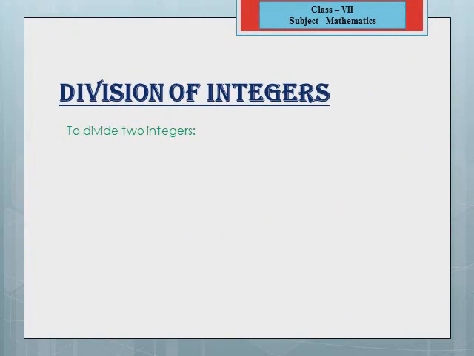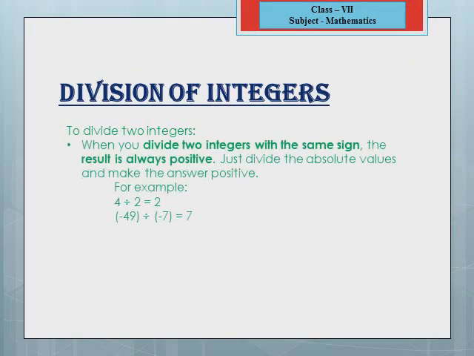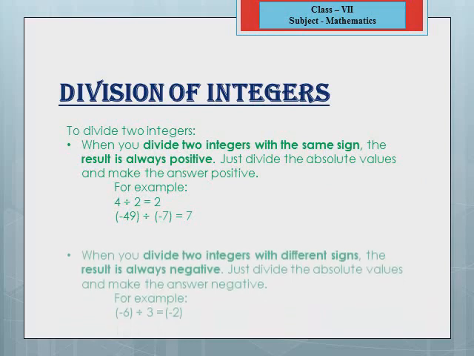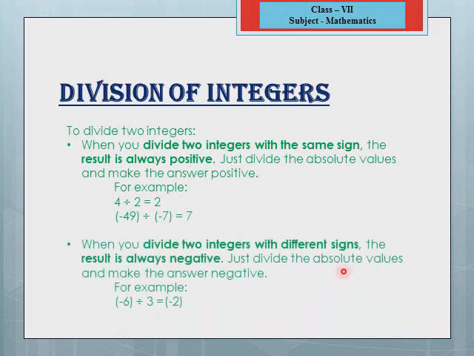To divide integers, follow the following rules. Number 1. When you divide two integers with the same sign, the result is always positive. When you divide two integers with different signs, the result is always negative.